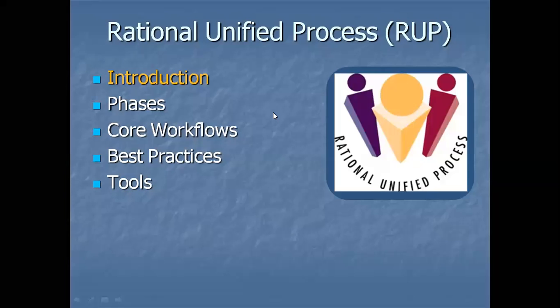Welcome students. Today we are going to start with one more topic, that is the Rational Unified Process, which is also known as RUP. We are going to see the introduction, phases, workflows, best practices and the tools, and how it is going to work out.